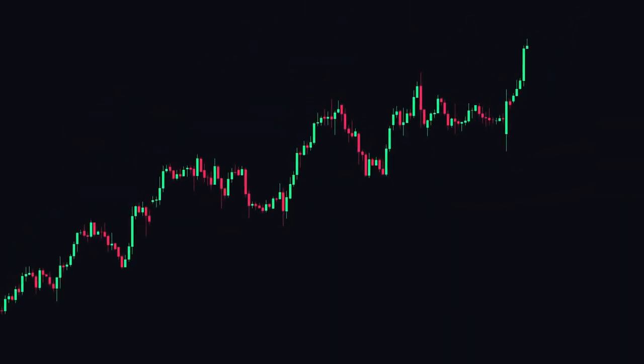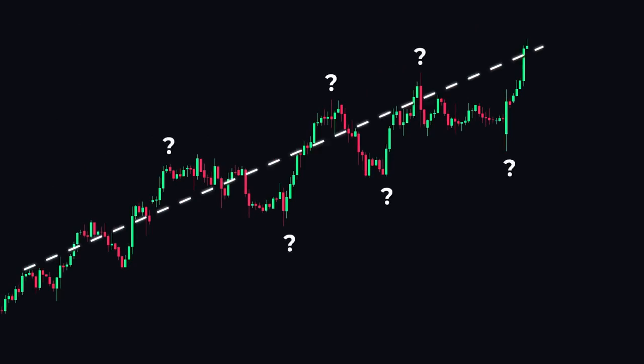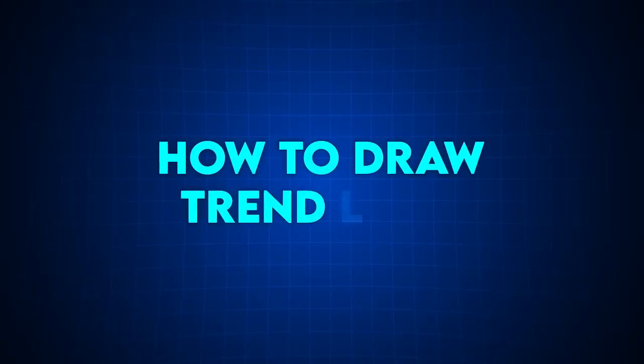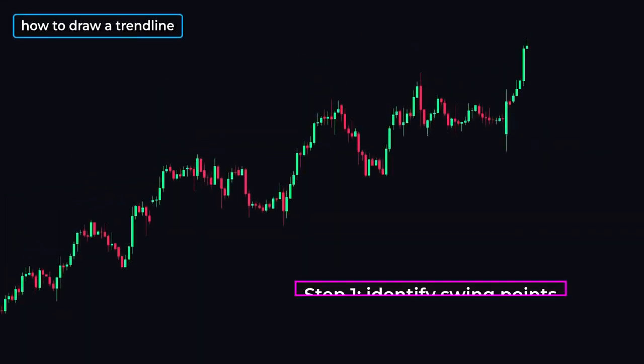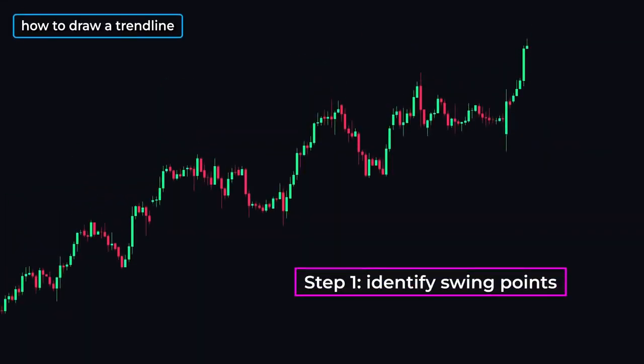Now, before we start trading with trend lines, we first need to know how to actually draw them properly, because if you get this wrong, the strategies won't work anyway. So, here's an in-depth guide on how I draw trend lines. To draw a trend line, we first need to identify something called swing points in the price.